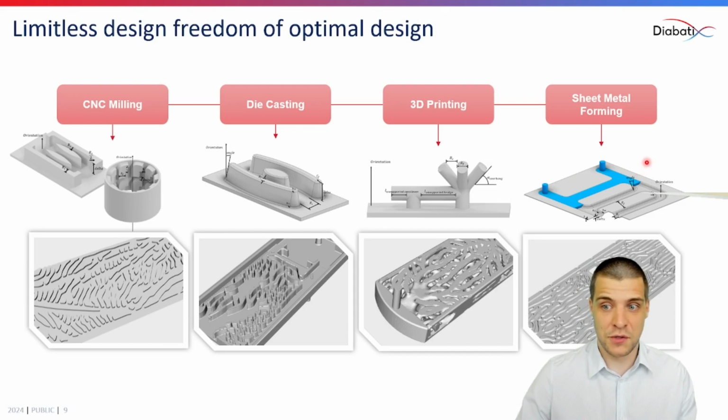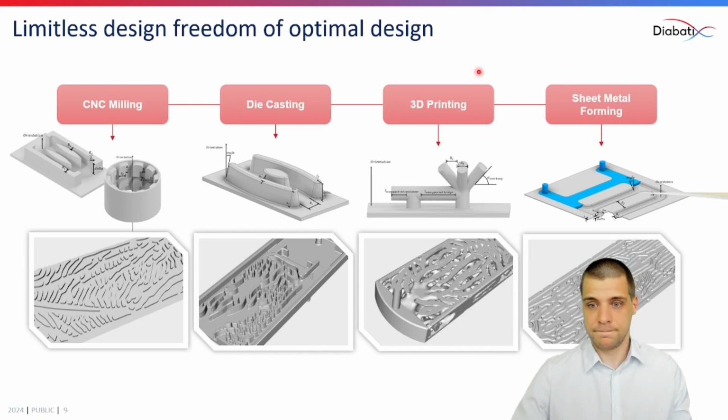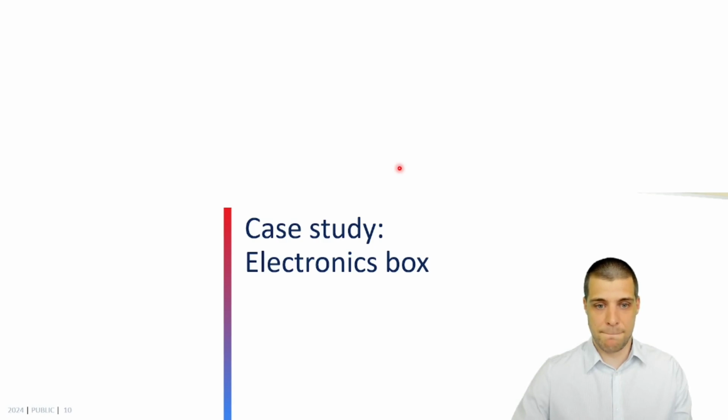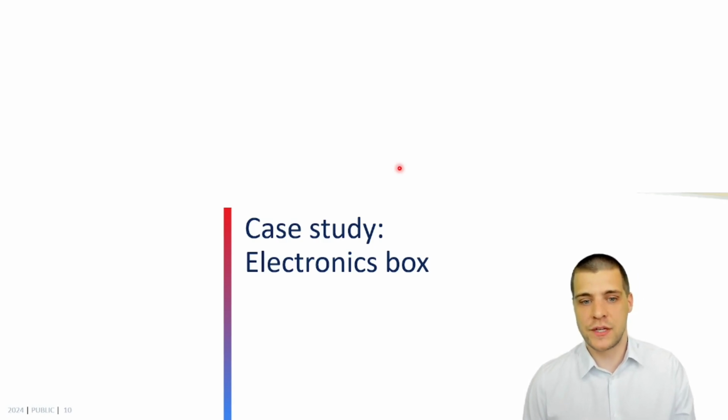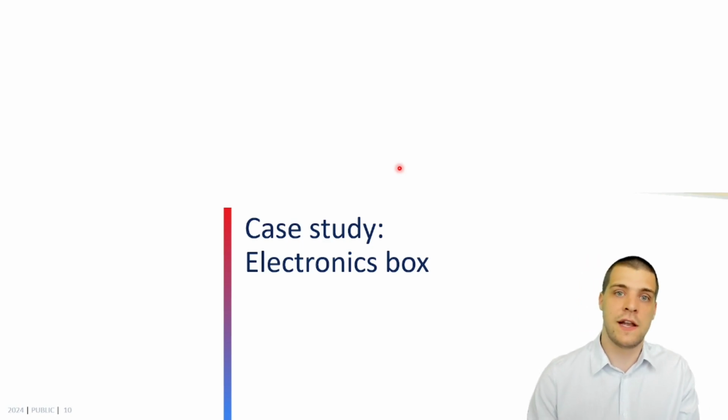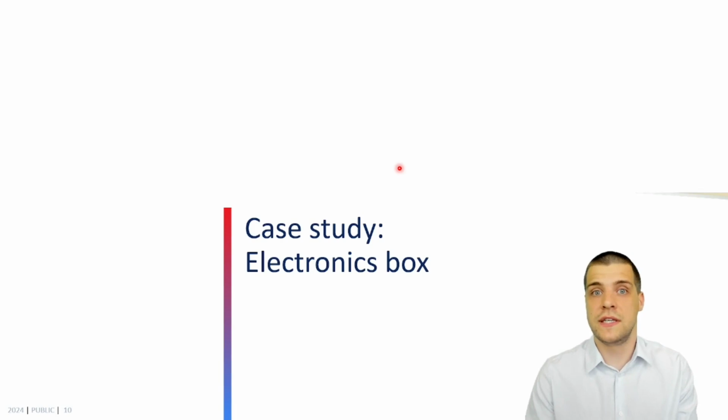Sheet metal forming is also an option, but not for pins and fins, so I will skip this part as it's not really applicable in the powertrain environment. Okay, that's the main introduction to ColdStream. Now we can move on to the actual case study, and that's to cool the electronics box, basically the electronic control unit that controls the electric motor.